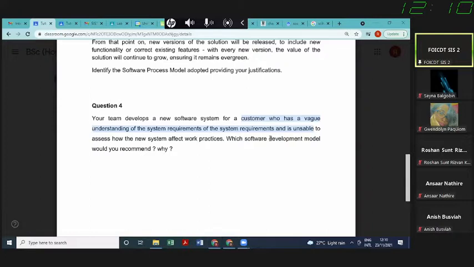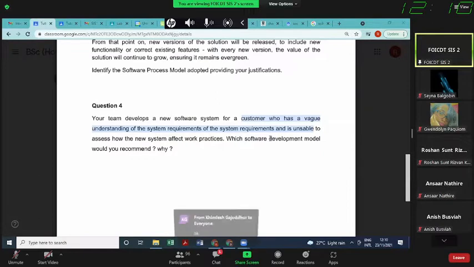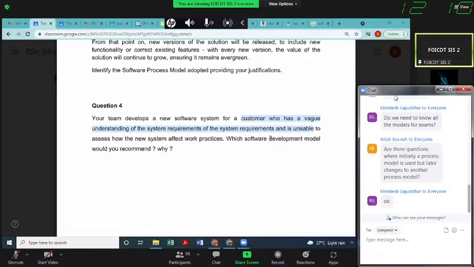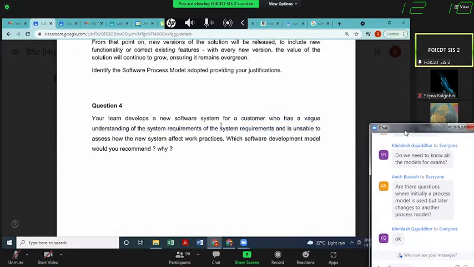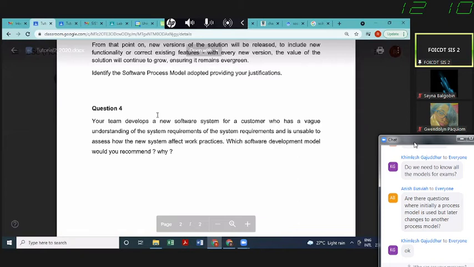Do we need to know all the models for the exam? Yes, we need to know all the models. Lecture notes are available from Google Classroom, okay? We're not going to send you the notes individually, but just access the Google Classroom lectures. Any other question?